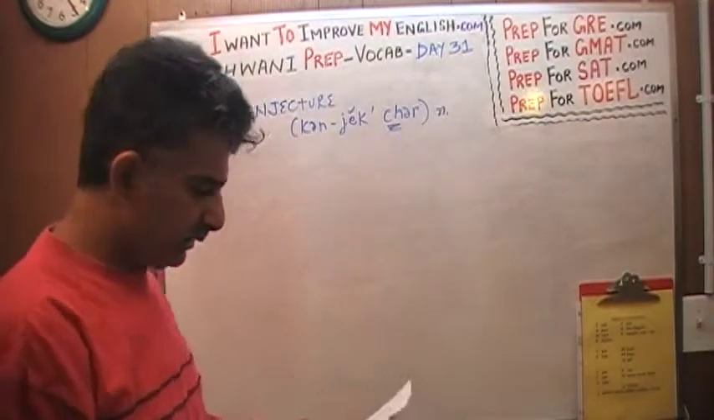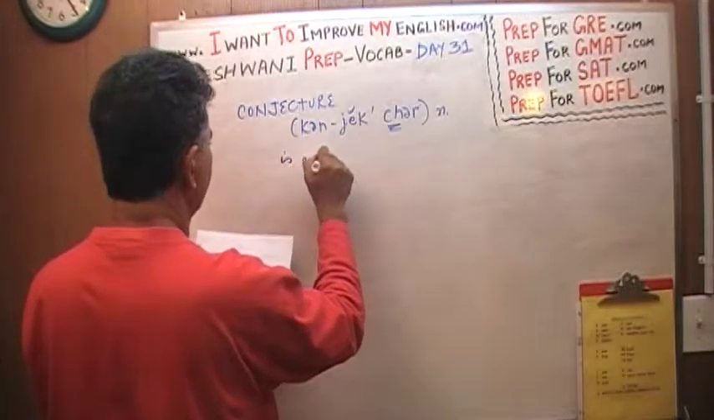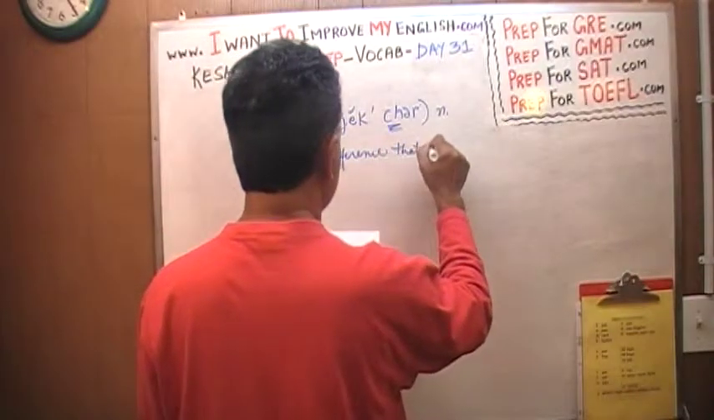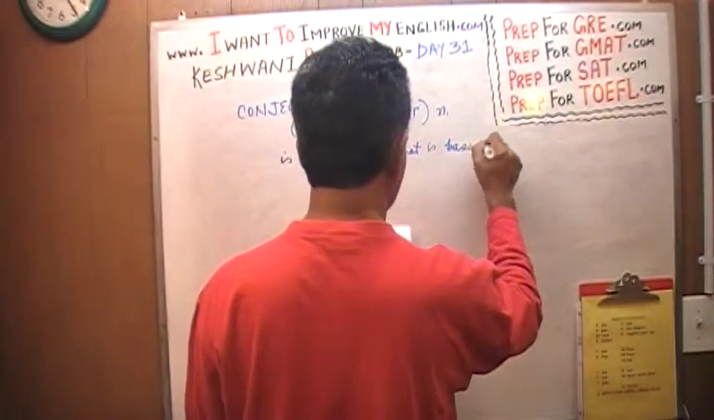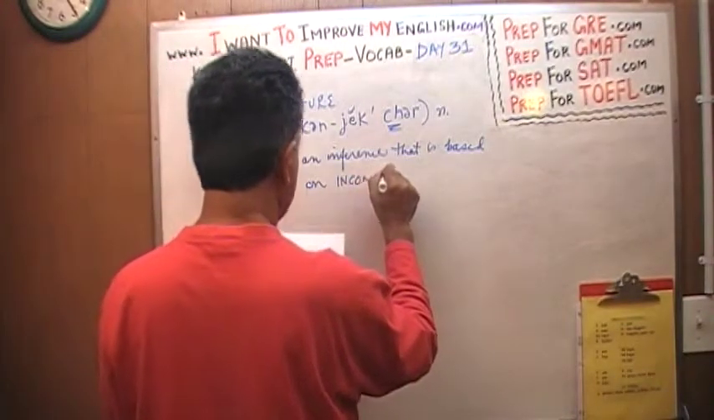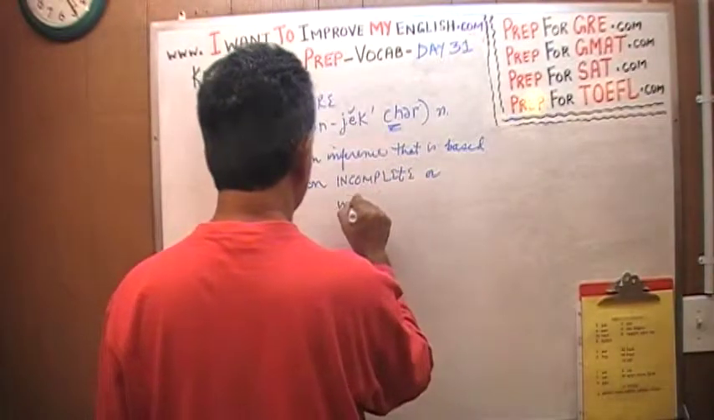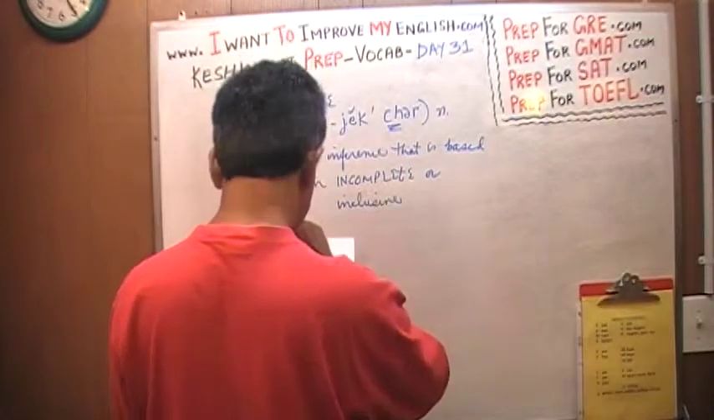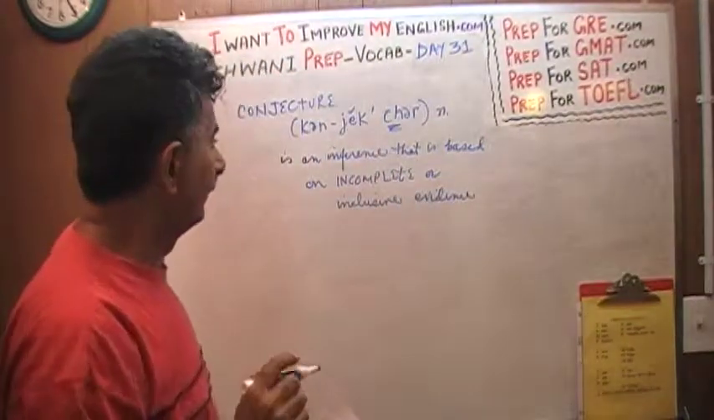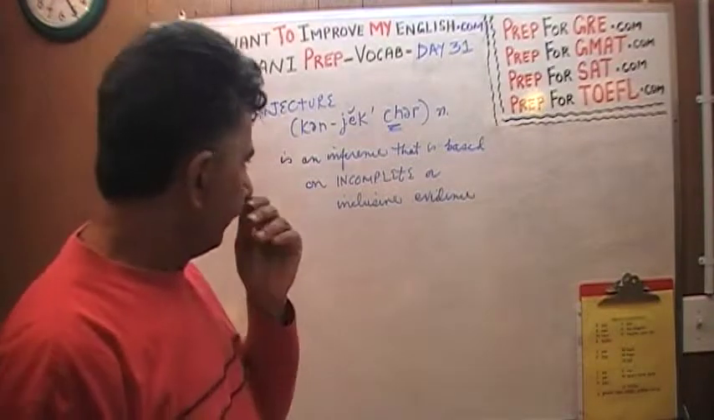What is a conjecture? A conjecture is an inference that is based on incomplete or inconclusive evidence. Based on incomplete or inconclusive evidence.